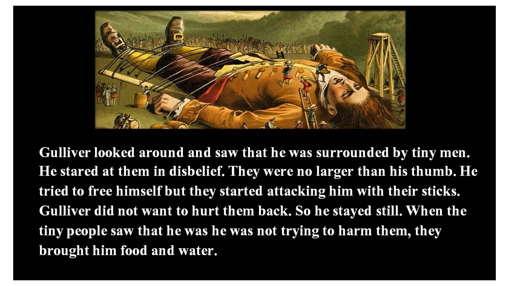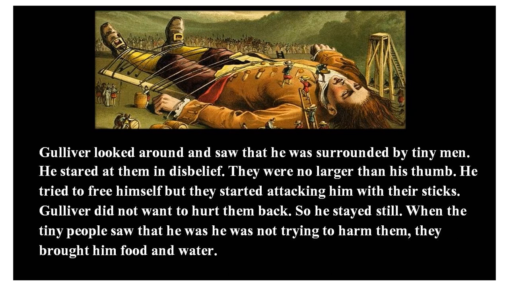Now Gulliver looked around. He found himself surrounded by tiny people. Those tiny people had tied him with rope. Gulliver was in a disbelief situation. It means that he was not able to believe that these tiny people, just thumb size, really exist. He again and again tried to make himself free, but those tiny people started attacking with their sticks.